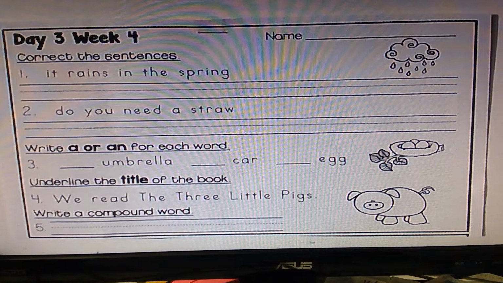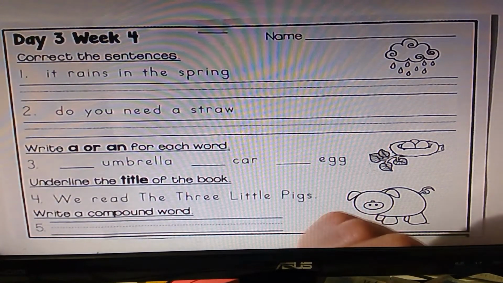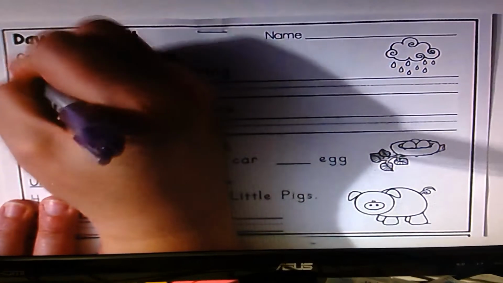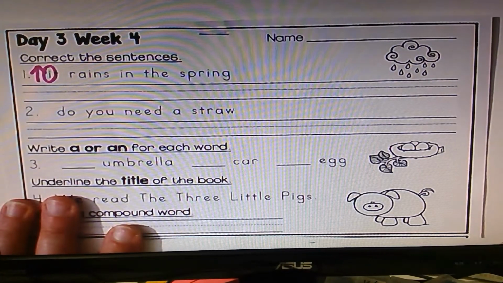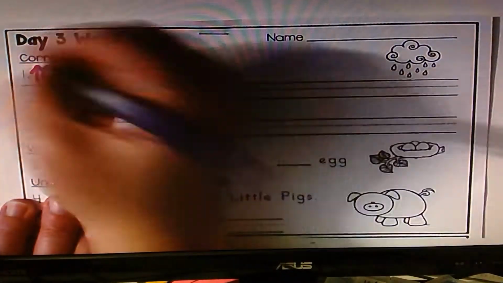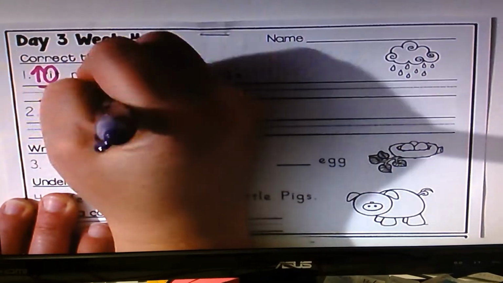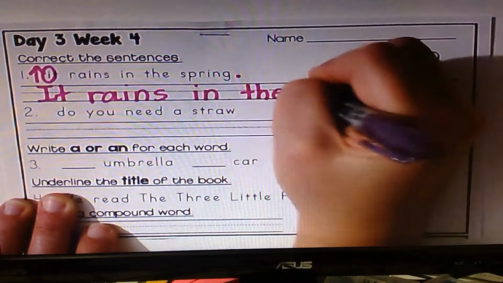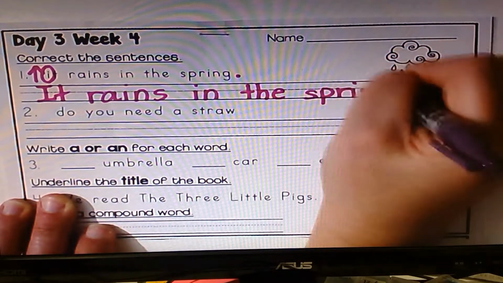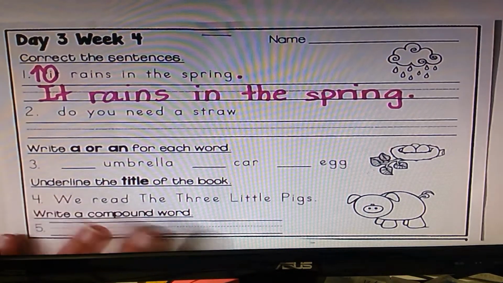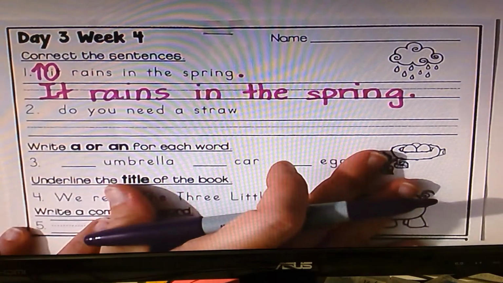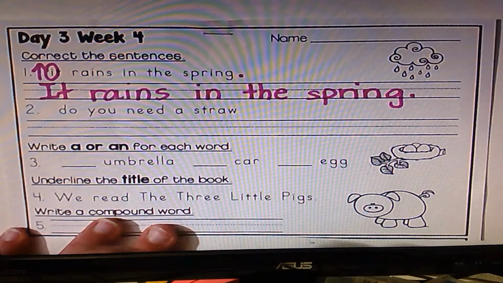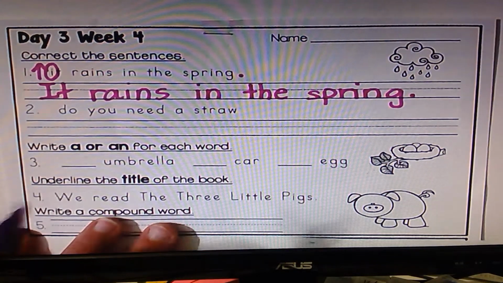All right, we're going to start with correcting the sentences. Number 1 says, it rains in the spring. It rains in the spring. We need a capital I, okay, and we need a period. It rains in the spring. I'm trying to use my neatest handwriting, but I'm using a really big marker. I want to make sure you guys can see it okay. So I'm sorry that some of the letters look like they're sticking together. This marker kind of bleeds out a little bit.